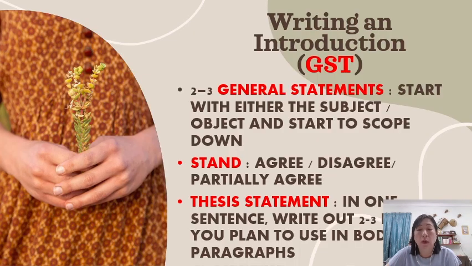After which, you should train yourself to write a thesis statement. A thesis statement is written usually in one sentence by writing out the 2 or the 3 points you have planned to use in your body paragraphs. Now, this would have pointed out to you that you need to plan before you start writing. Planning your 3 main ideas is basically essential before you can reach the thesis statement.